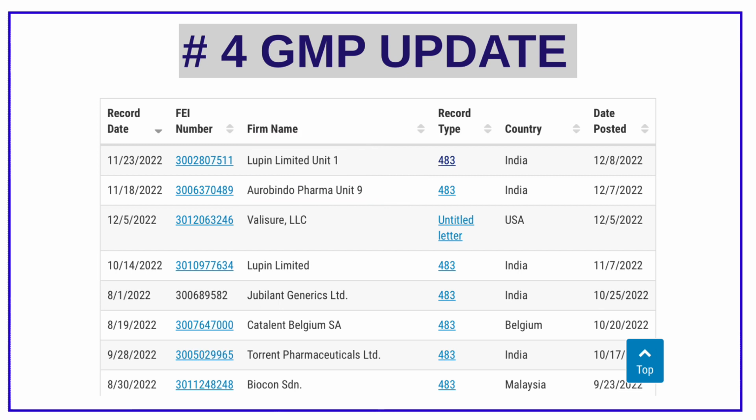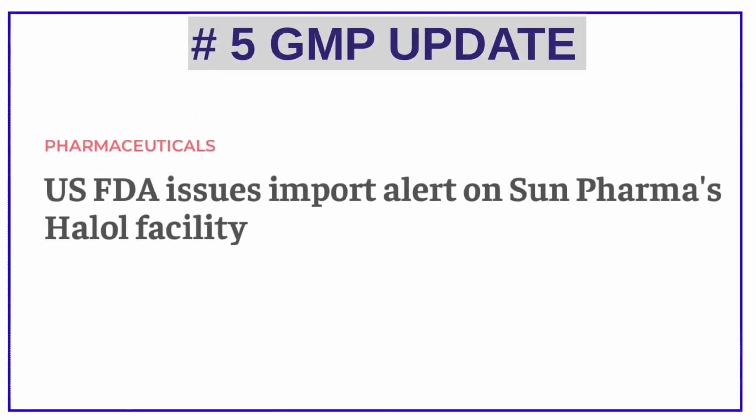So guys, Aurobindo Unit 9 was issued Form 483 with 10 observations, whereas Lupin Mandideep Unit 1 was issued 16 observations. If you want to know more about the Aurobindo Unit 9 observations, you can check the link given in the description. Now comes the next GMP update.